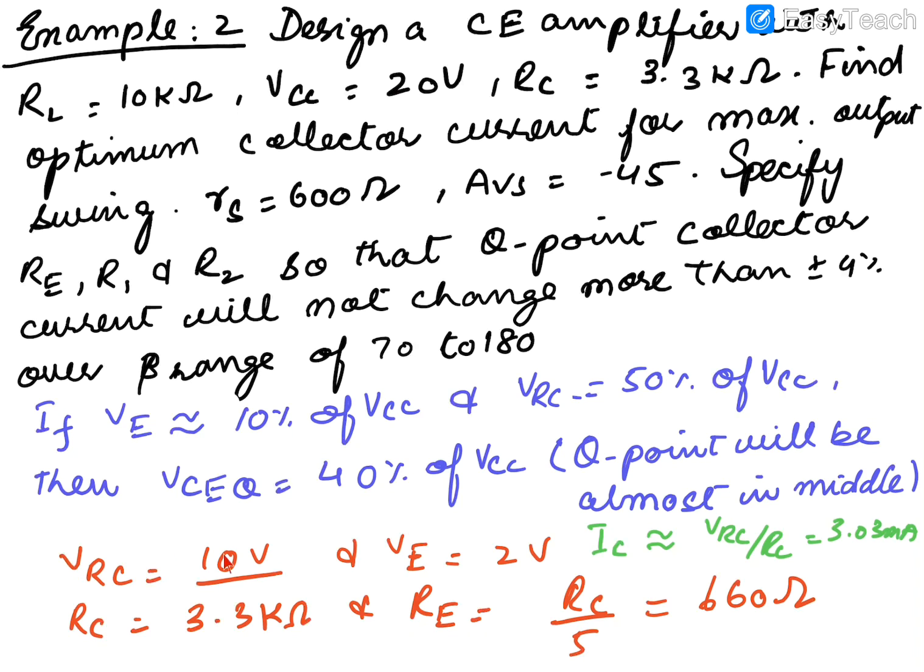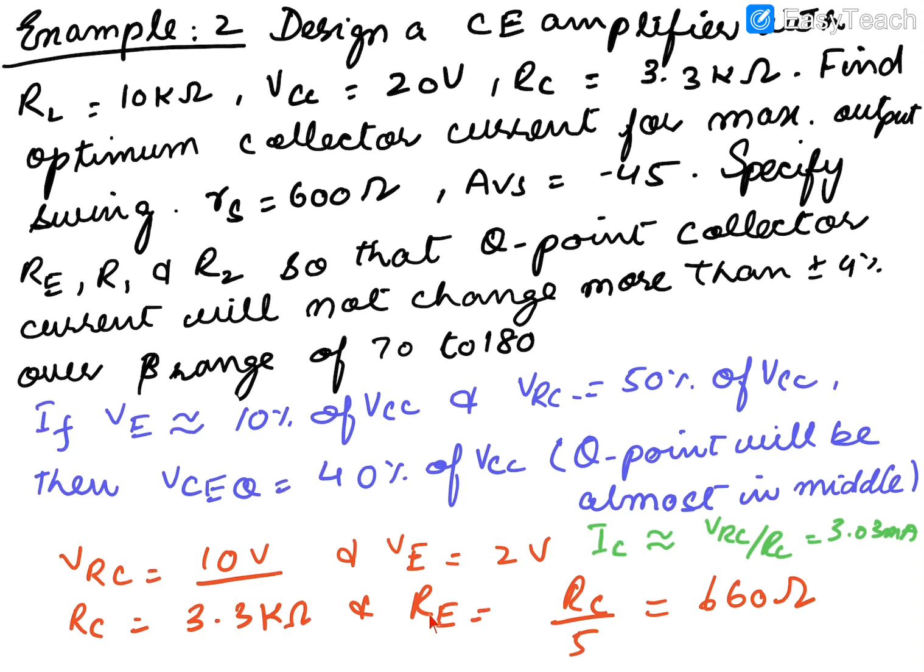Okay, so VRC will be equal to 10 volt, and RC is 3.3 kilo ohms. So IC will be VRC over RC, which is equal to 3.03 milliamperes. Also VE will be 10% of VCC, which is equal to 2 volt.